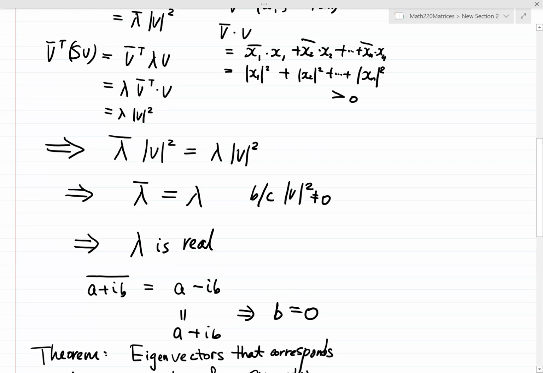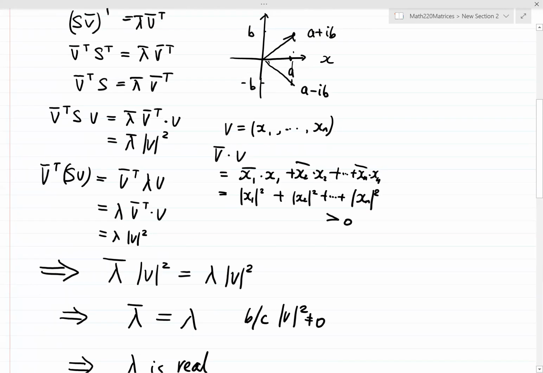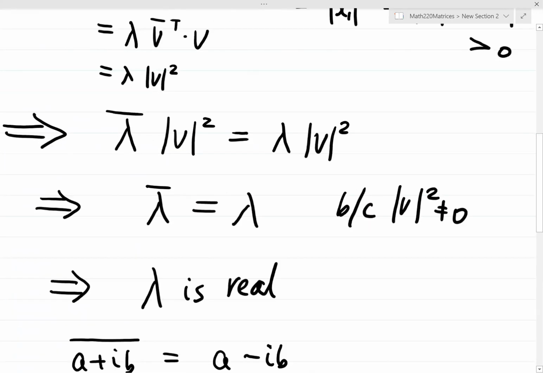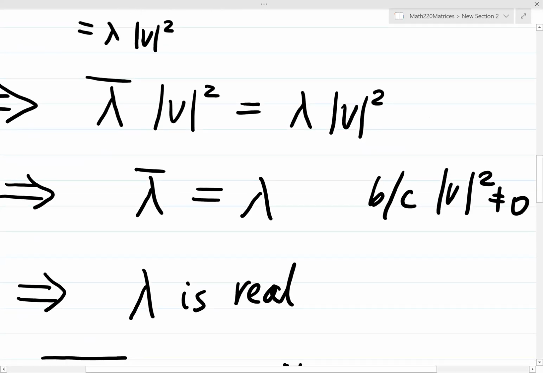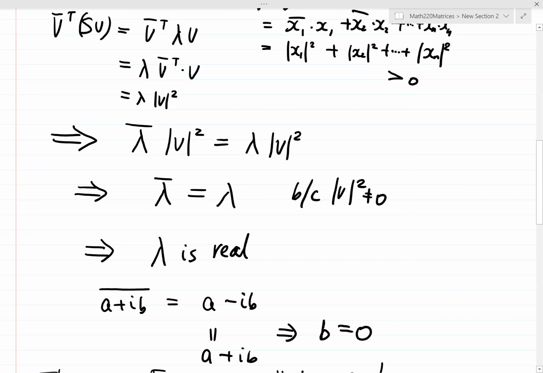So we evaluated this inner product in two distinct ways, and then we find this equation. Where this eigenvector v is non-zero, then we can just divide. So we get the eigenvalue lambda equals its complex conjugate. Then we finally find this eigenvalue lambda is real.